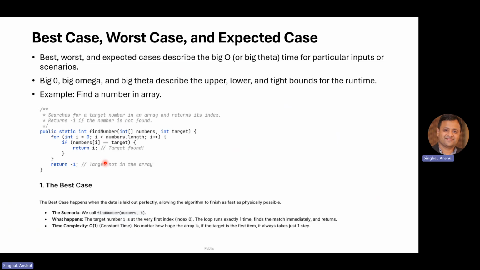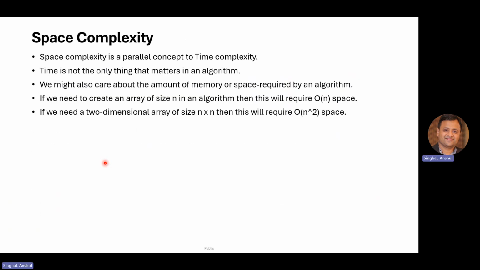So how much space my Java program or Java function is taking when it is running, that is the space complexity. Space complexity is a parallel concept to time complexity. Time is not the only thing that matters in an algorithm. We might also care about the amount of memory or space required by an algorithm. So both are really important if we look at all the aspects of an algorithm, space and time.